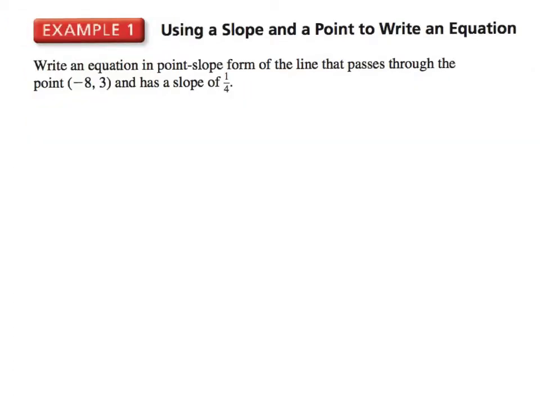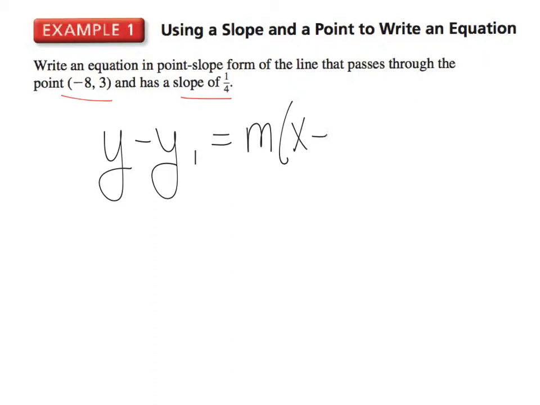So in example 1, we're going to start with an easy problem. I want you to write an equation in point-slope form with a point and a slope. So you remember your point-slope form is y minus y sub 1 equals m multiplied by x minus x sub 1. The point (-8, 3) represents (x sub 1, y sub 1).